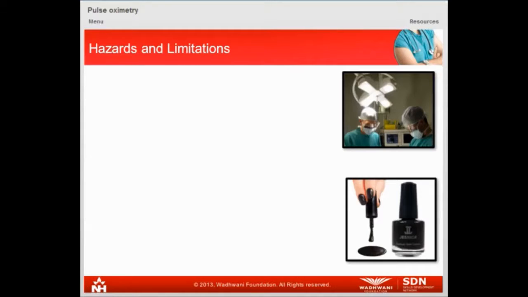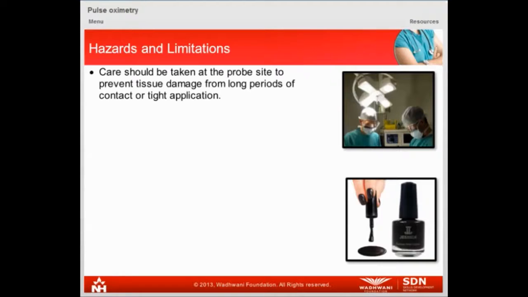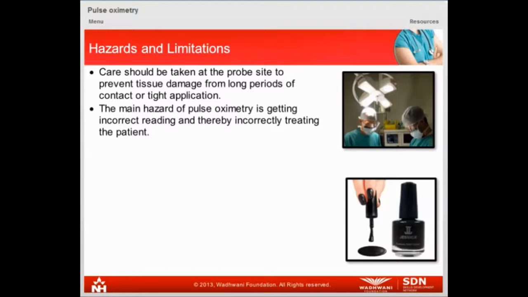Let's take a look at the hazards and limitations of pulse oximetry. Care should be taken at the probe site to prevent tissue damage from long periods of contact or tight application. The main hazard of pulse oximetry is getting an incorrect reading and thereby incorrectly treating the patient.